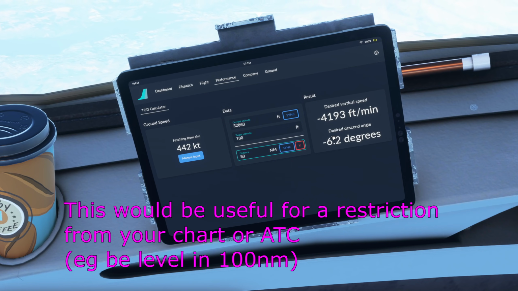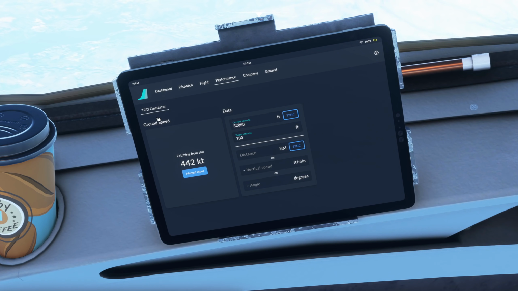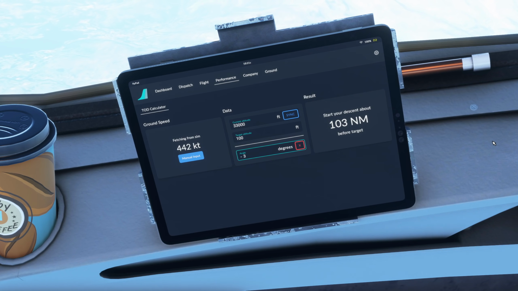Not really achievable for a long period of time, but you could definitely reach 4,000 feet per minute with the speed brake out and if you kept your speed up. But there you go. So a really nice little feature. And as I said, simplest, you can sync your altitude, put in the target altitude, leave it at 3 degrees. I really think that's the most handy.